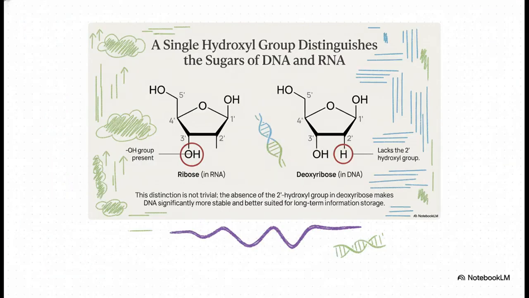Okay, let's zoom right in on that sugar. On the left, you see ribose, which is for RNA, and on the right, deoxyribose for DNA. Now look closely, the only difference is at that 2' position. See it? RNA has an oxygen and a hydrogen, that's a hydroxyl group, while DNA is missing that oxygen. It just has the hydrogen. Now that might seem totally trivial, but trust me, this one tiny chemical change makes DNA way more stable. It's what makes it perfect for storing our genetic blueprint for a whole lifetime.